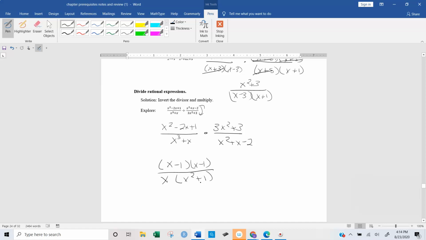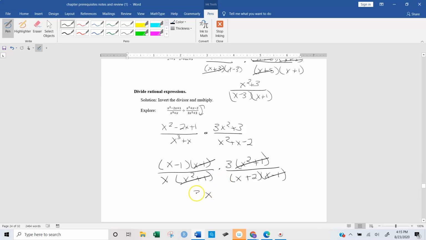Since this is addition, it is not a difference of squares, so we cannot factor it. Times, factor out a 3: x squared plus 1. And the denominator is going to factor into x plus 2 and x minus 1, to get our positive 1 in the middle. Now cancel out your terms. The x minus 1's cancel, the x squared plus 1's cancel, and nothing else.